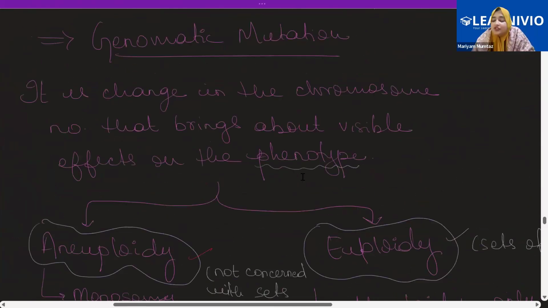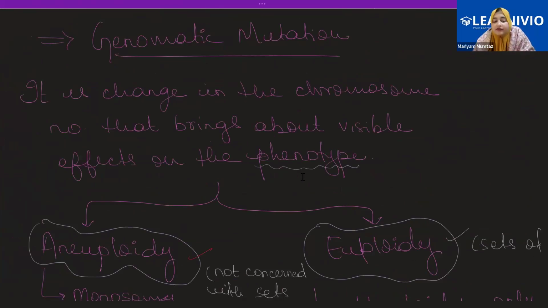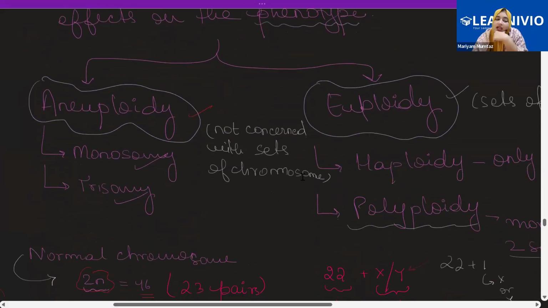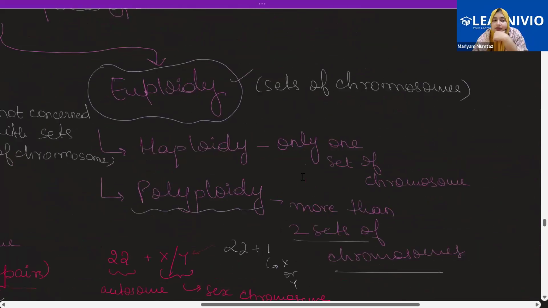Then we have the genomic mutation. Now, this is when the number of chromosomes or the sets of chromosomes change, and that has an effect on the genotype, or sorry, the phenotype. We call it genomic mutation. Again, it's of two types, aneuploidy and euploidy.